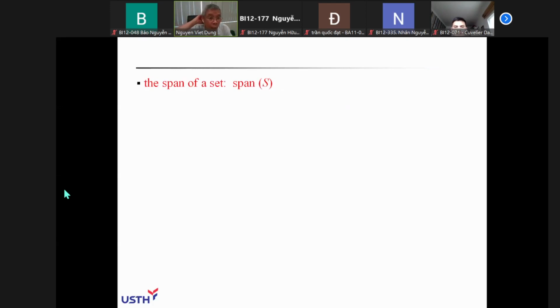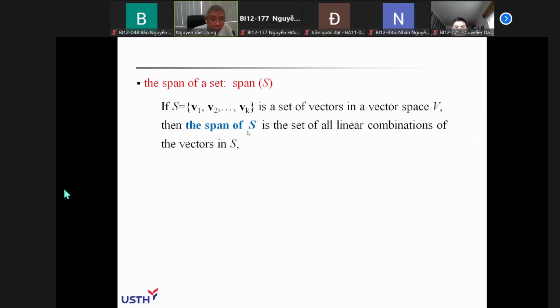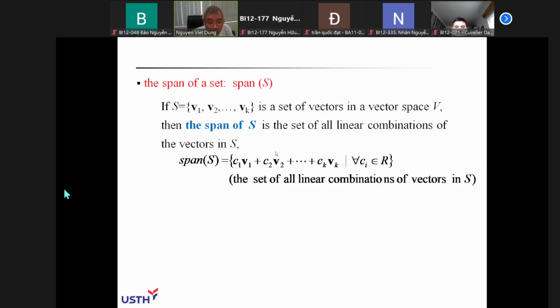Now we go to the notion of span, denoted by span S. Suppose that we are given a set S of k vectors inside vector space V, like that. The span of S is the set of all linear combinations of vectors in S. Or in formula, you can write the span of S to be that one: the set of all linear combinations like that for any real numbers Ci.